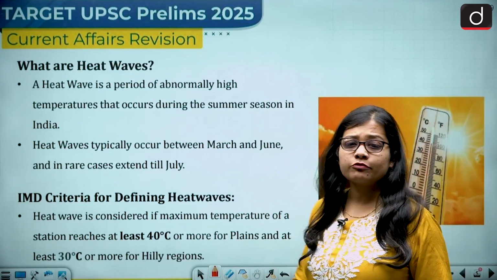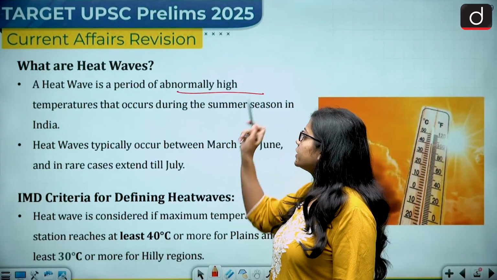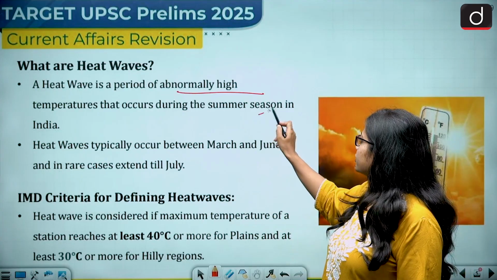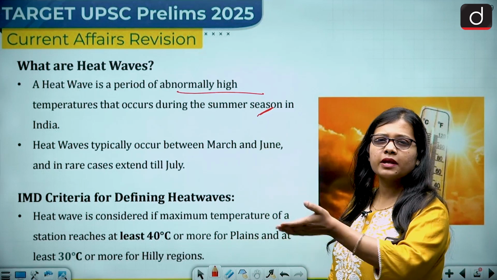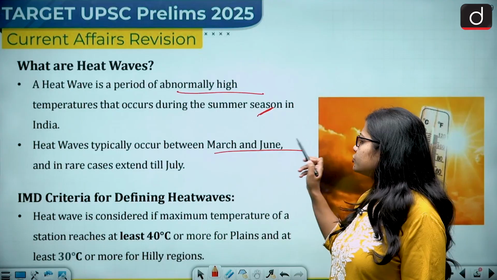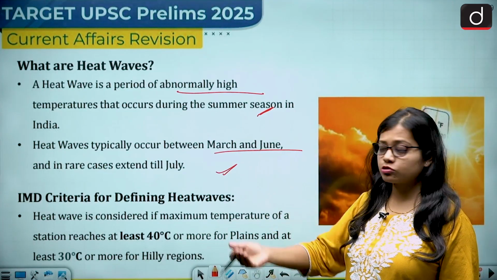Now, when we say heat wave, what is a heat wave? A heat wave is a period of abnormally high temperature that occurs during the summer season. If we talk about the months, then April, May, June. Heat waves typically occur between March and June, and in rare cases, it extends till July also.